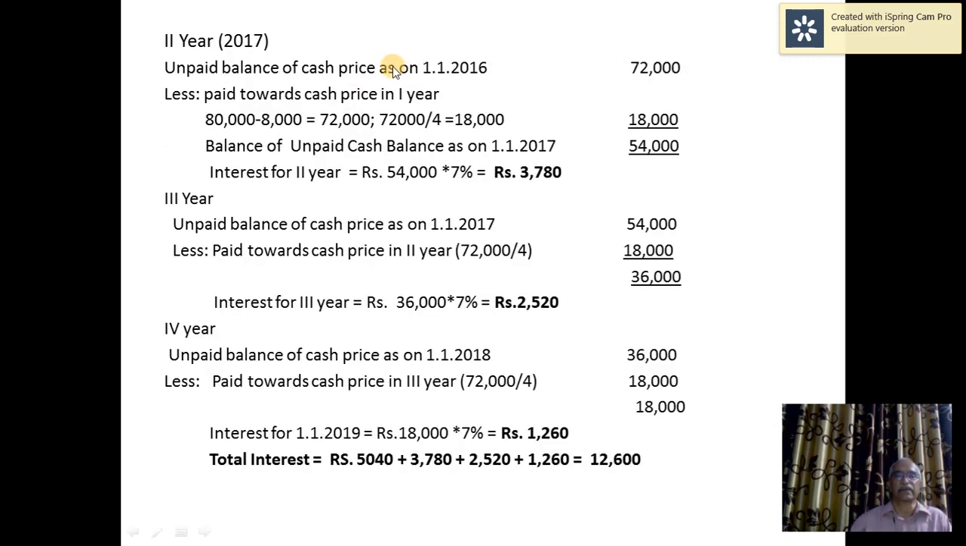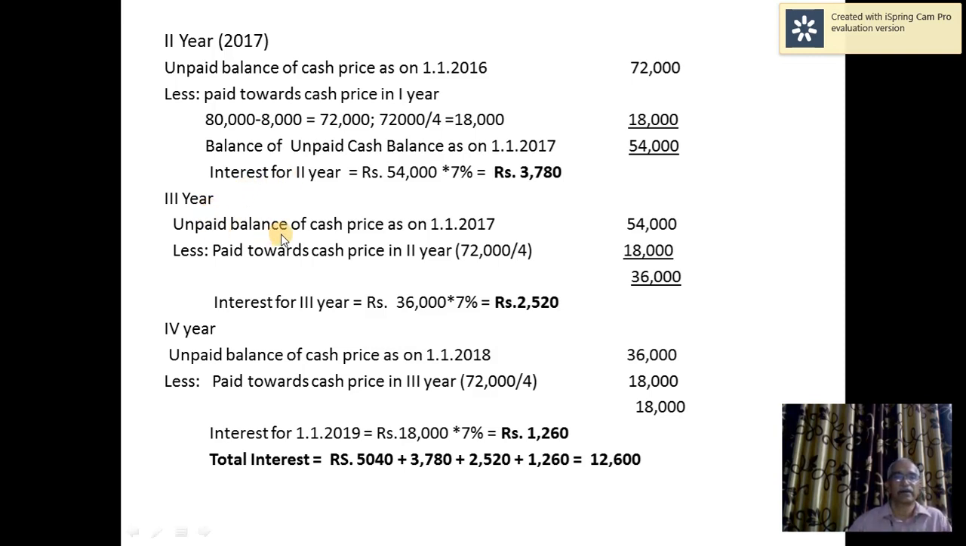Now come to second year. So unpaid balance of cash price as on 1/1/2016 is 72,000, and you have paid 18,000 towards cash price in the first installment. As a result, outstanding cash price is 54,000 at the beginning of second year. On this you calculate interest at the rate of 7%. So second year installment will be 18,000 plus this 3,780.